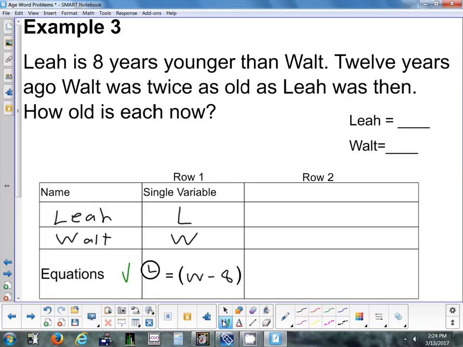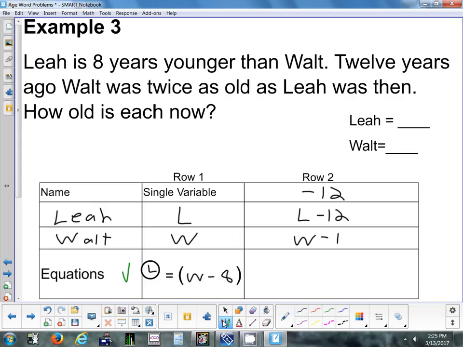Now the next thing we already figured out. This problem was about the past. How many years in the past? 12. 12 years ago. So what does that mean you're going to do? What operation? Subtract how much? 12. So, Marissa, what would be Leah's age 12 years ago? How'd you represent it? Yep, L minus 12. Don't get wrapped up in how to put a number, guys. It's that simple. Don't overthink it. How about Walt's age 12 years ago?